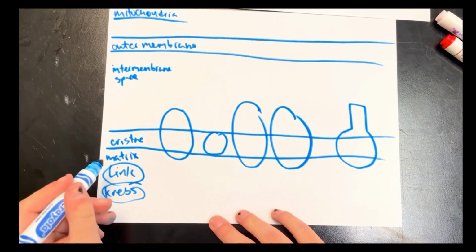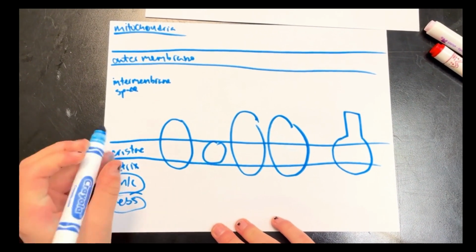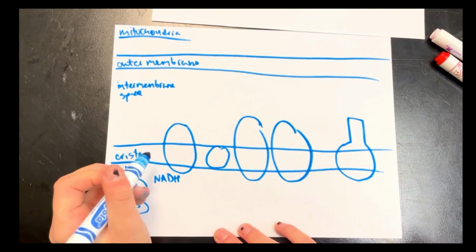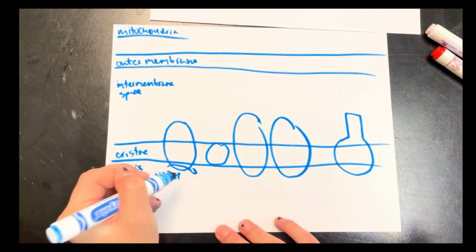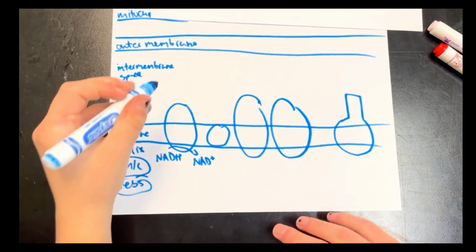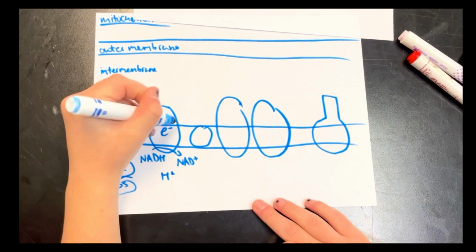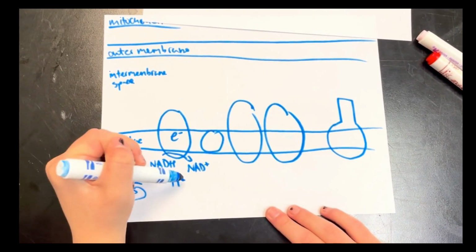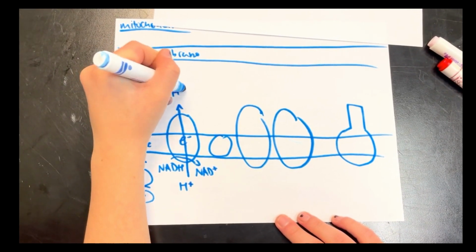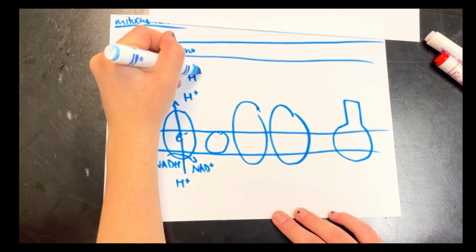So in the matrix, the link reaction and Krebs cycle take place, and that produces NADH. And then that NADH gets oxidized by complex 1 and donates its electron. And then this is a proton pump, and then the electron gives it the power to pump this hydrogen out of the matrix and into the intermembrane space.